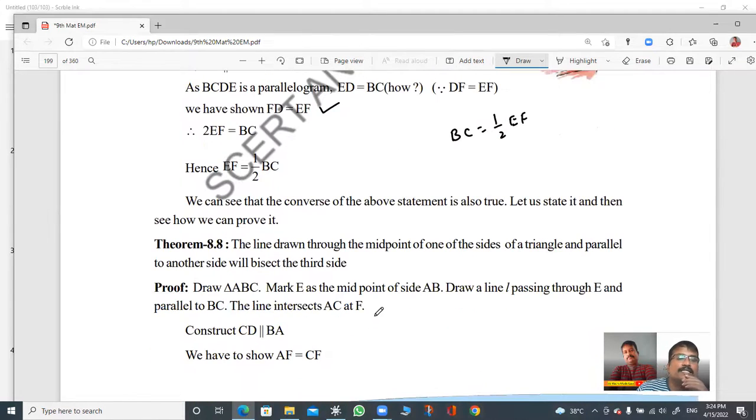So we can see that the converse of the above statement is also true. Let us take it and then see how we can prove it.